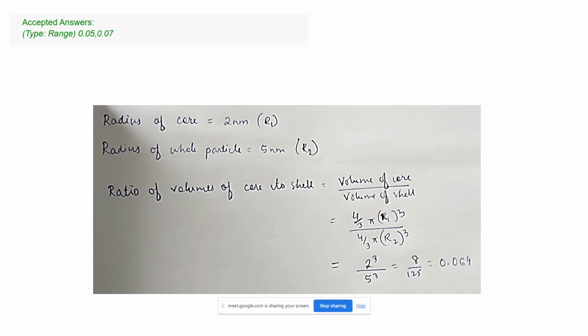So the ratio of volumes of core to the shell would be volume of core divided by volume of shell. And the volume is given by the formula 4/3 pi r cube. R1 here would be 2 nanometer for core, and R2 would be 5 nanometer for particle. So basically this is 2 cube upon 5 cube, or 8 by 125, which is equal to 0.064. So the correct answer is 0.064.